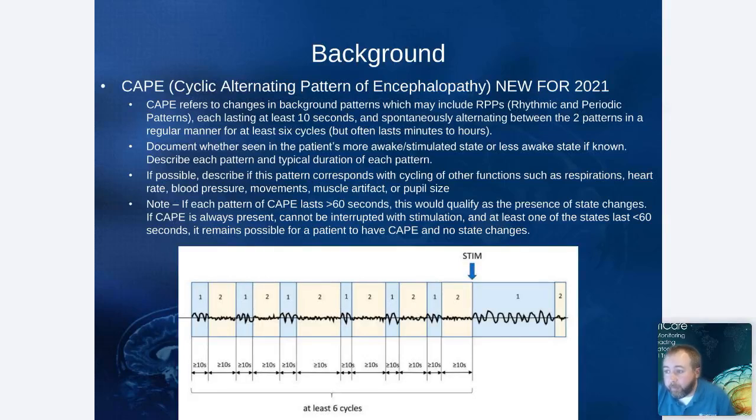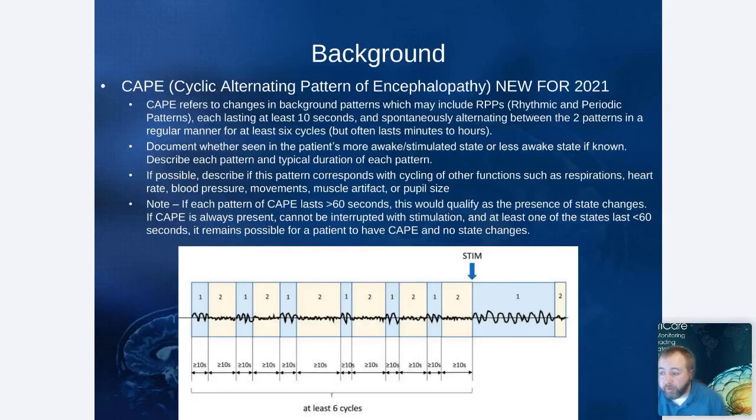It refers to a change in the background patterns, which may include rhythmic or periodic patterns, lasting at least 10 seconds and spontaneously alternating between the two patterns in a regular manner for at least 6 cycles. I'm going to jump down to the little chart that you see here, and on the very first one you have pattern 1, which looks like a delta frequency, and then it flips to pattern 2, which is a beta, and then it goes back and forth, 1, 2, 1, 2, 1, 2. If it does that at least 6 times, then that's considered CAPE.